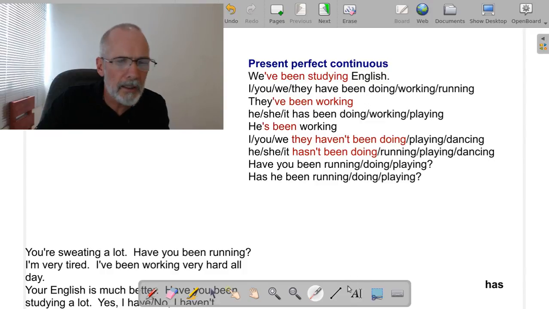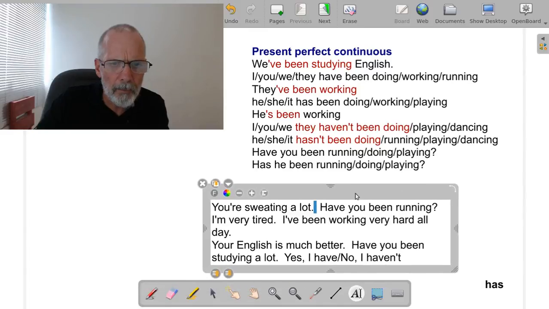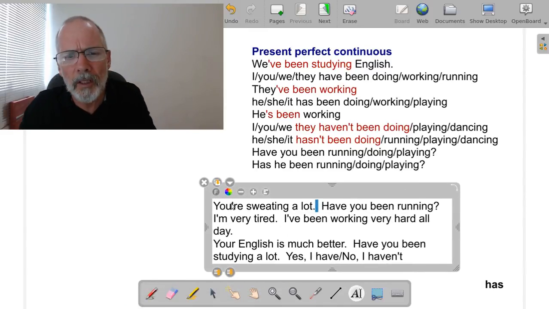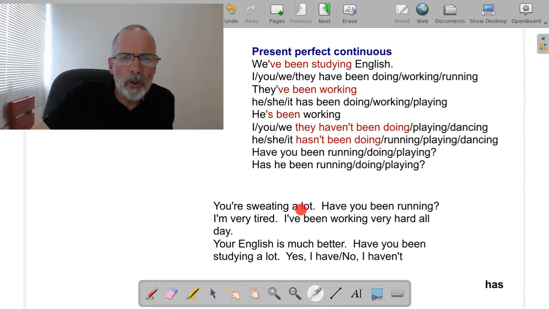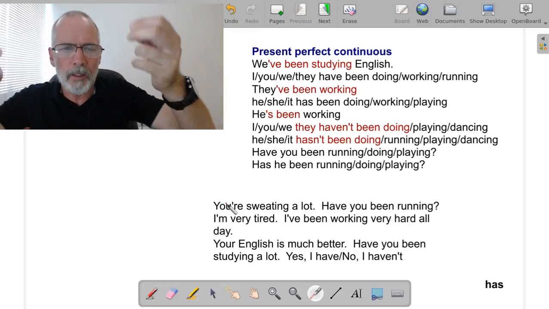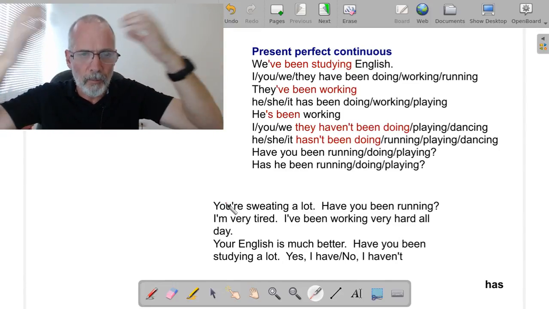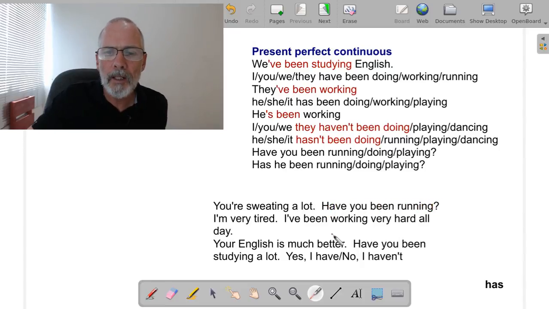When do we use this tense? Here I have some examples, and on the next page I have some more examples. Let's have a look at these examples here first. You're sweating a lot. Sweating is when you're very hot and the liquid starts to come from your body. You're sweating a lot. Have you been running? I'm very tired. I've been working very hard all day.